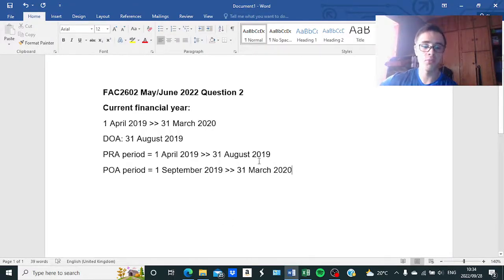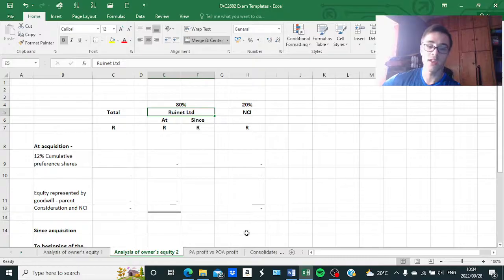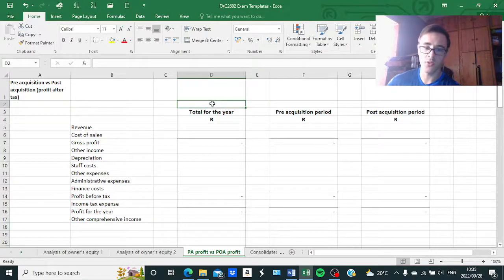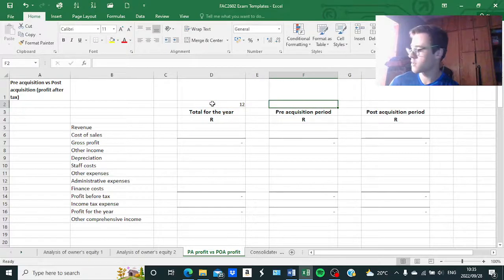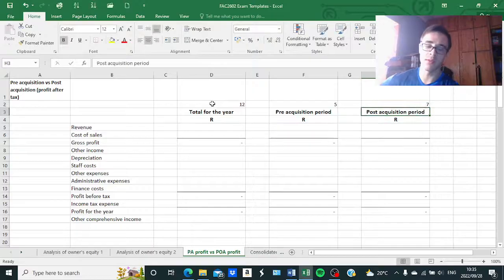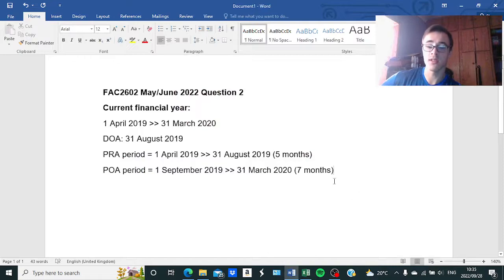So the pre-acquisition period consists of 5 months: April, May, June, July, and August. And your post-acquisition period will consist of 7 months. So you need to indicate this in your calculation. The total for the year will be 12 months. Pre-acquisition period in this question will be 5 months, and your post-acquisition period will be 7 months. Please make sure that you have determined this correctly, because if you did not indicate this correctly, your amounts will be wrong. So it's vital that you get this correct.